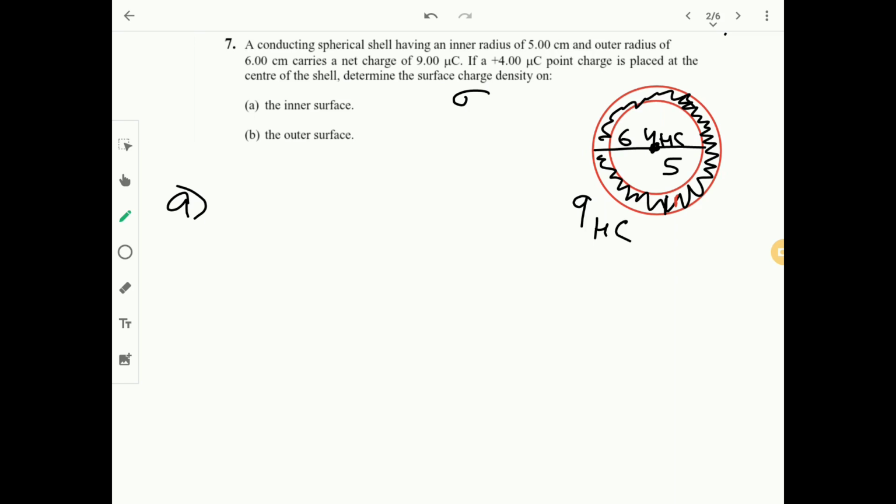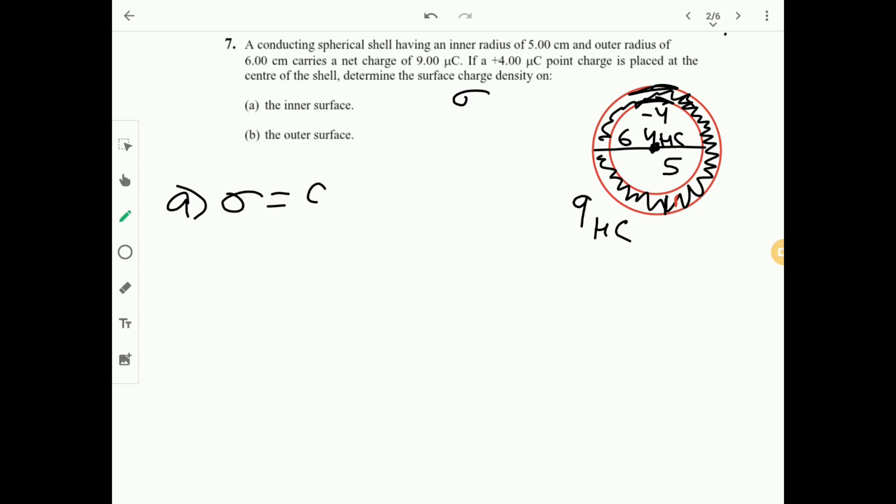Let's check together now. Now for the first one, they're saying the inner surface. Since we know that this part is the outer surface, this is the inner surface. Since we have put a 4 microcoulomb charge inside, this induces a minus 4 on this part. Now I have explained before, I'll explain briefly again. Basically, I put a 4 microcoulomb charge. Electrons are attracted to this area, they're attracted to positive. So a minus 4 microcoulomb charge will be induced here.